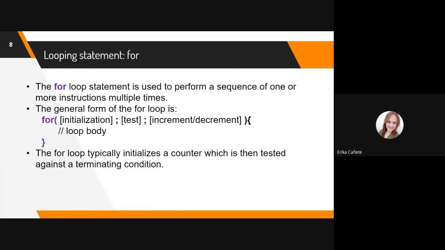Again, we start with the word for, and then inside the parentheses, we have the initialization, the test value, and then followed by the increment or decrement that we'd want to incorporate. Do not forget, guys, that you have to separate these parts of the for loop with semicolons. The for loop typically initializes a counter, which is then tested against a terminating condition.